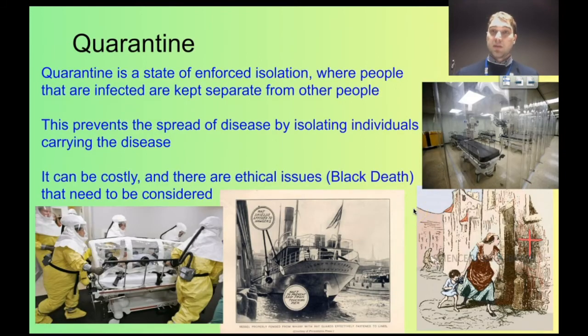Quarantine is another way to reduce the spread of disease. What quarantine is, you're enforcing people to be isolated so that they don't infect other people.